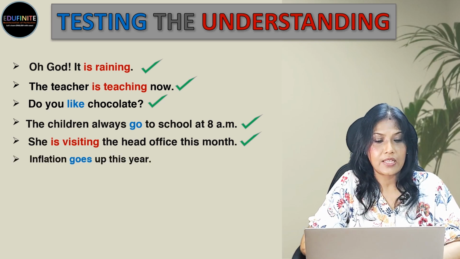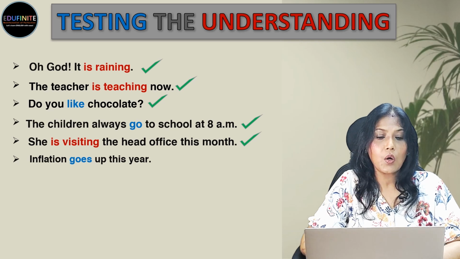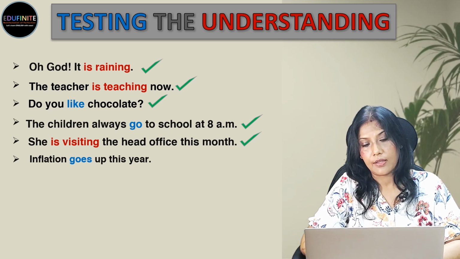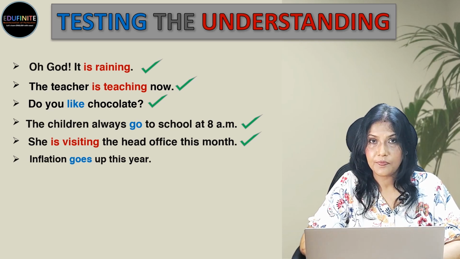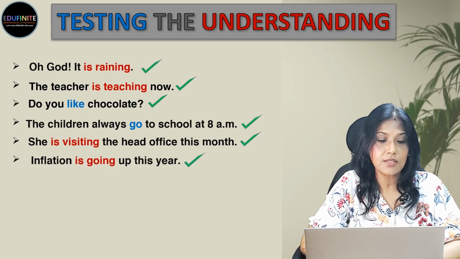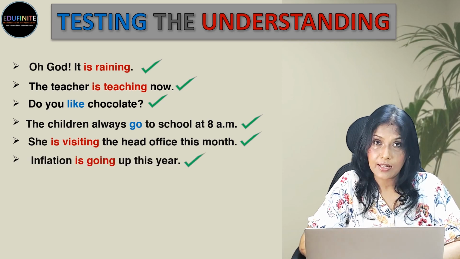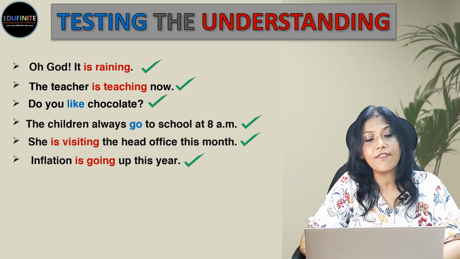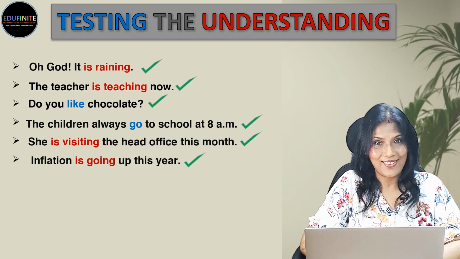Okay, the next one. "Inflation goes up this year." Again, this is a future prediction. It's the wrong form. We cannot use present simple tense to make future predictions. We use present continuous or present progressive tense. So, "Inflation is going up this year."